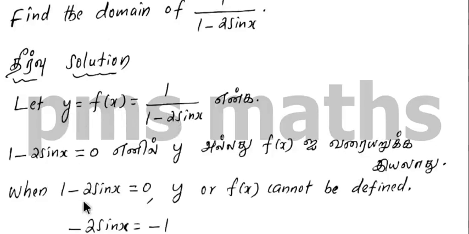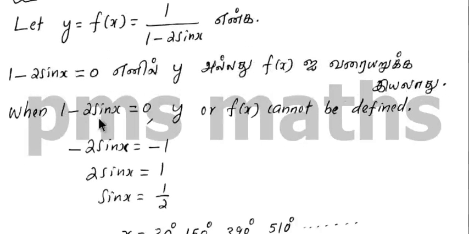When 1 minus 2 sin x is equal to 0, y or f of x cannot be defined. It means 1 by 0 becomes infinity. From this equation, we can find out the value or values of x. Minus 2 sin x is equal to, take this plus 1 to the right side, becomes minus 1. Then minus minus cancel. We get 2 sin x is equal to 1.